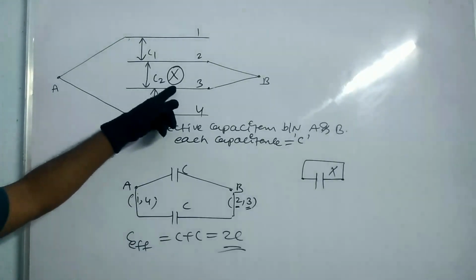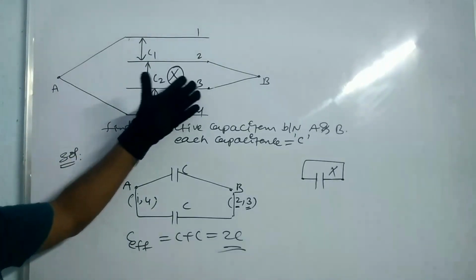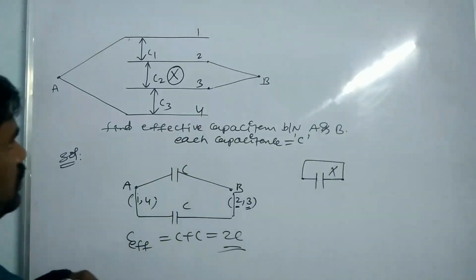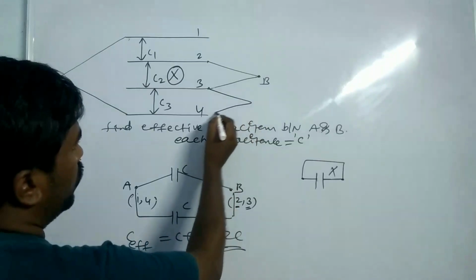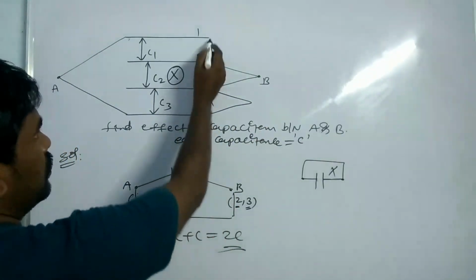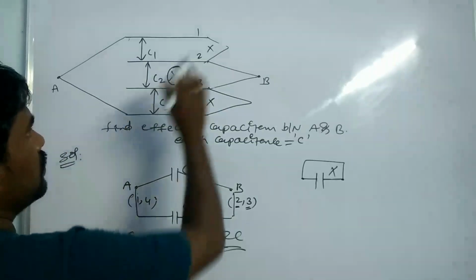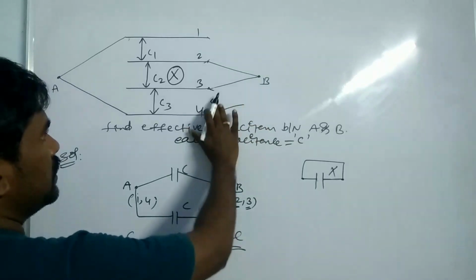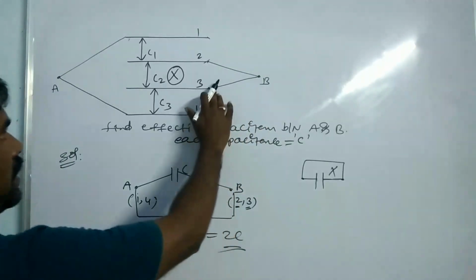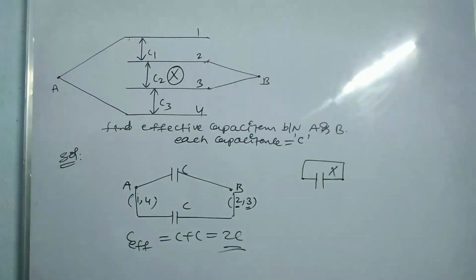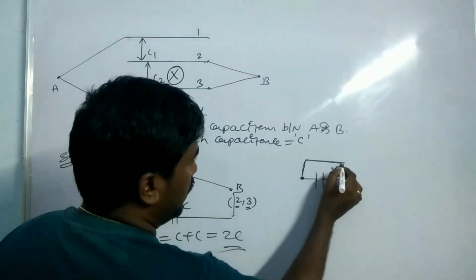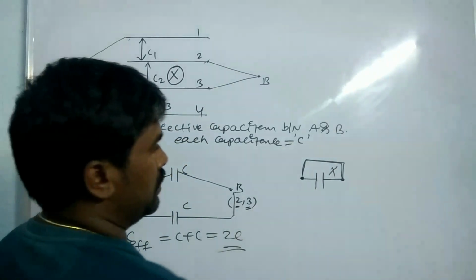So here is one more important point you have to remember: if two ends of a capacitor are connected at the same point, for example if these 2 points are connected, this is not a capacitor. These are the ends of the capacitor, this end and this end. They will not be connected to each other, right?